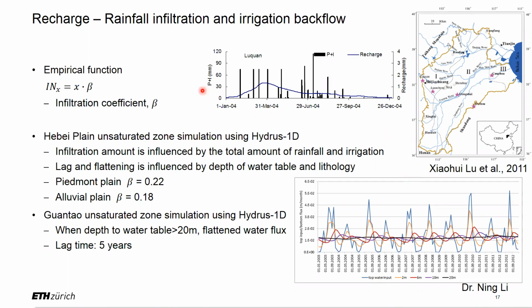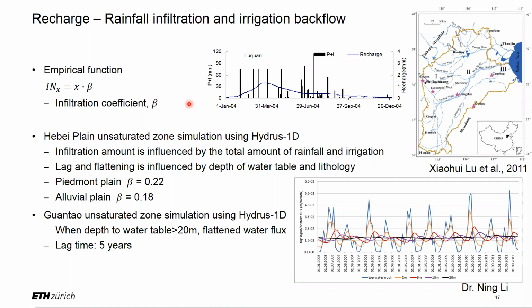The most straightforward way to estimate infiltration is to use a function that applies an infiltration coefficient to the total water applied over the ground surface. There are two questions that need to be solved to estimate the infiltration coefficient. First is the infiltration lag. That is, after how long the water will reach the groundwater surface.